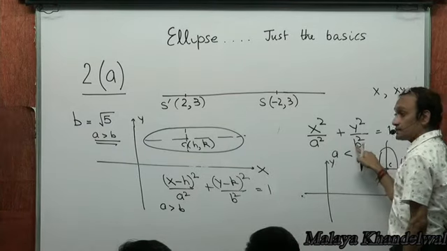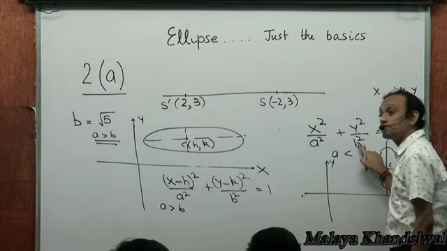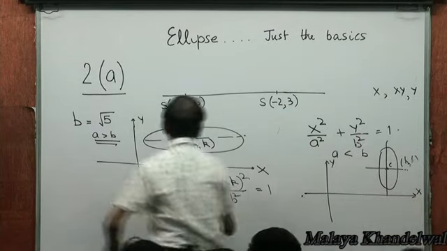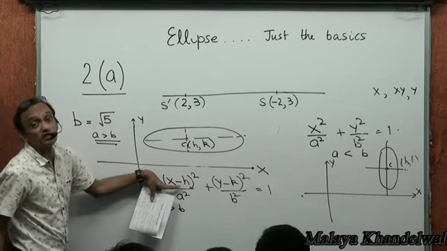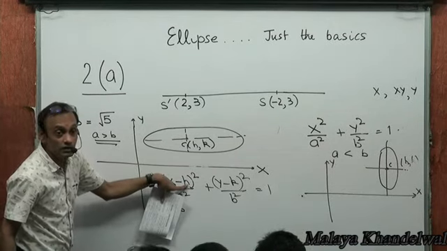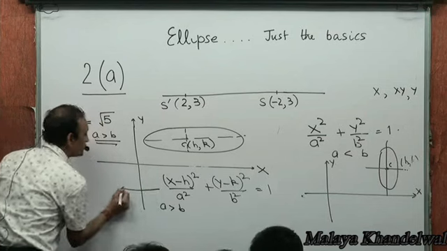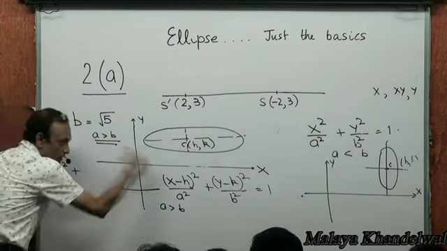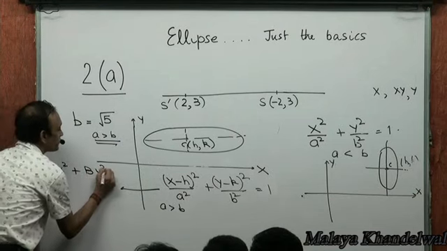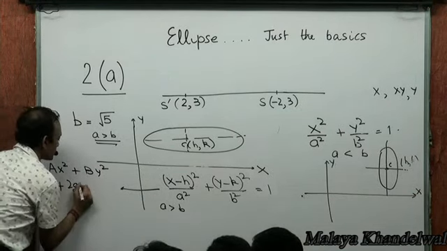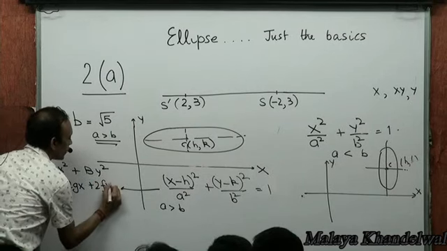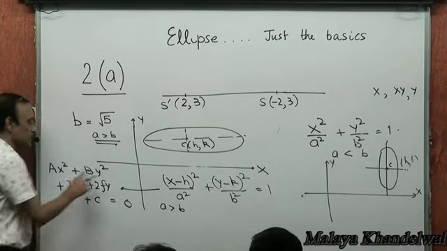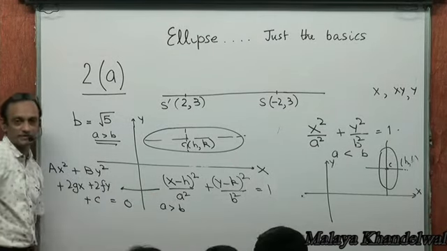That was an ellipse whose center was the origin of coordinates. This is an ellipse whose center is not the origin, but is (h, k). This form of the equation of an ellipse will look something like this: ax squared, if you collect terms, plus by squared plus 2gx plus 2fy plus c equal to 0. If you cross multiply and collect terms, this would be the formation of such an ellipse.